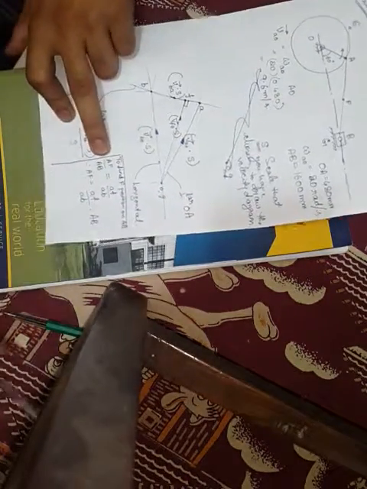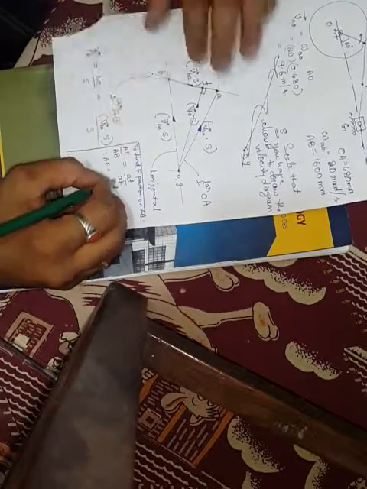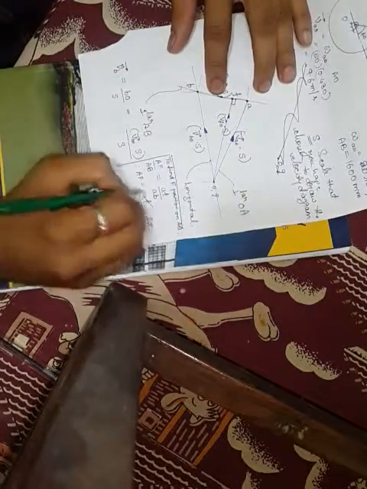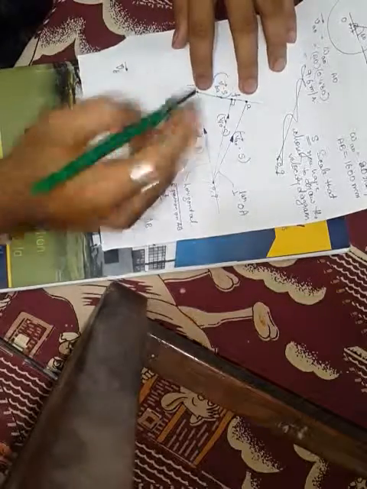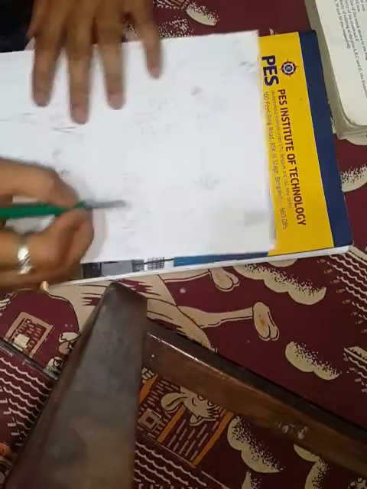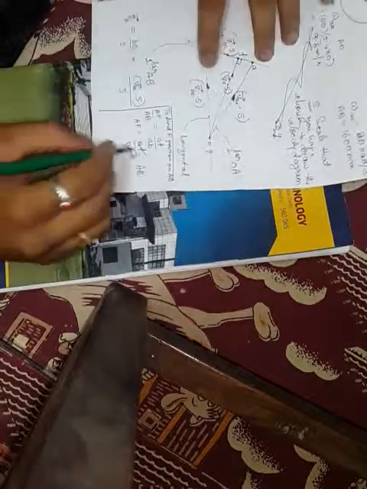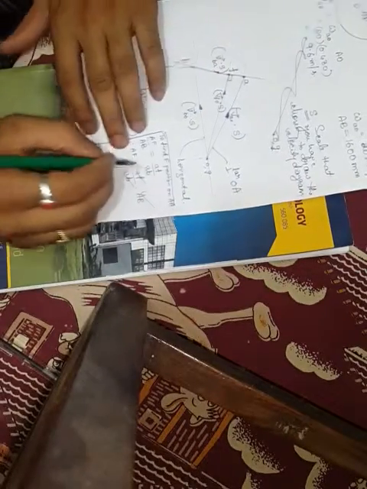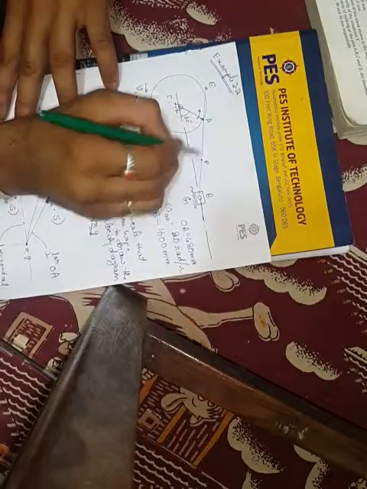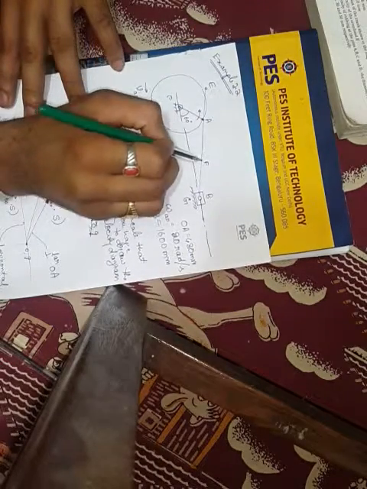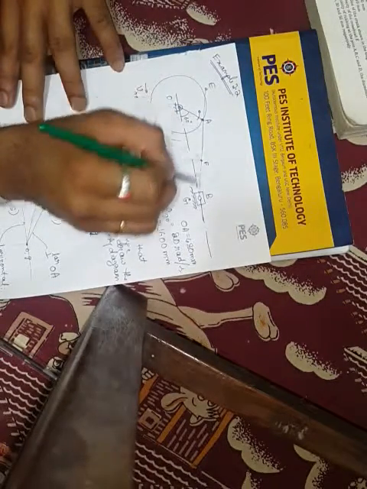AF is known from the velocity diagram. AB is also known from the given data. Therefore, you can calculate what is AF. AF is the position of the point F on the link AB from A.